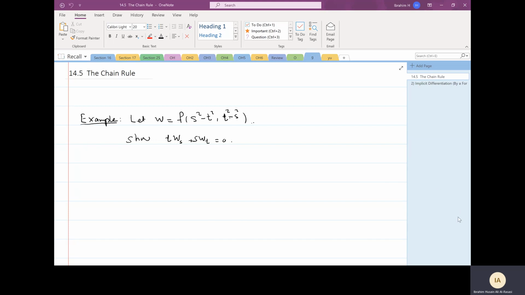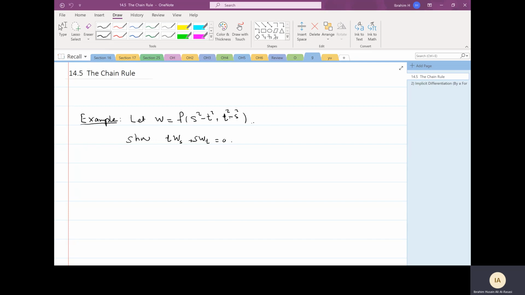Let W equal f of (S squared minus T squared, T squared minus S squared). Show that T W sub S plus S W sub T equals 0. Here W sub S means partial W partial S, and W sub T means partial W partial T. How to show this?